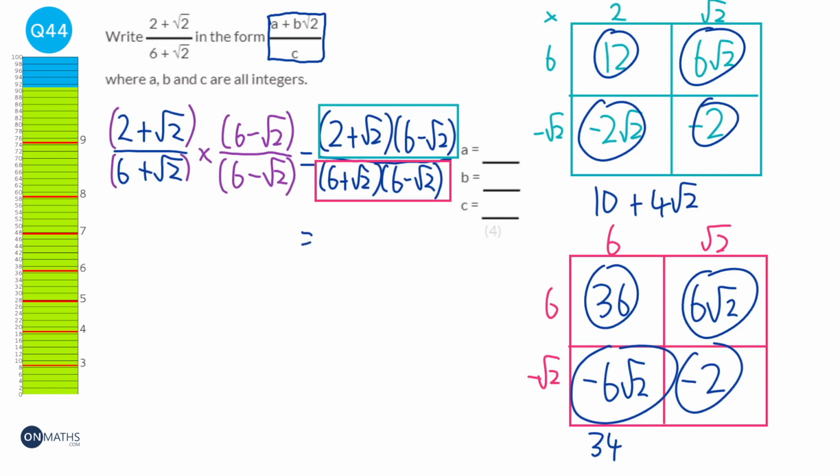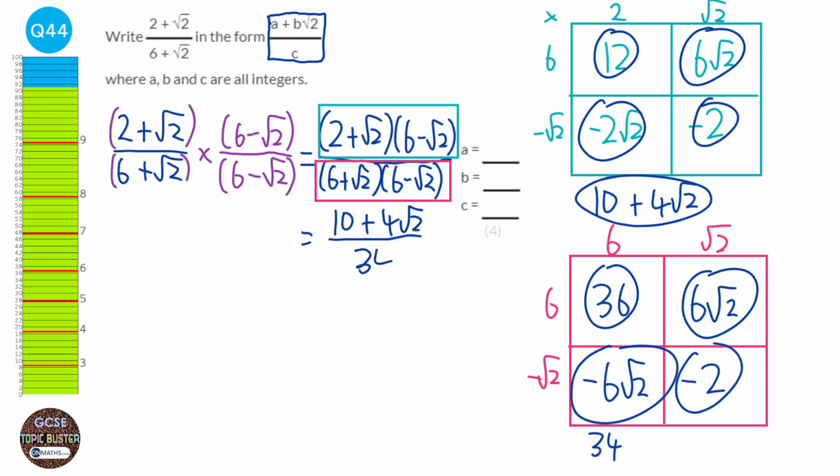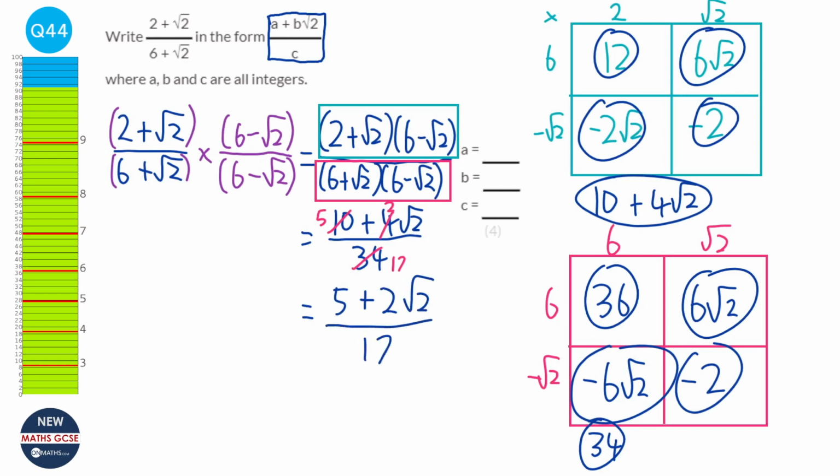Okay, so when we put those in, we end up with 10 plus 4 root 2 at the top, which is our answer here, over 34, which is our answer here. And let's just make that a bit nicer. There we are. And that's our answer down here. Now we're looking to see whether we can cancel at all, and if you look, we can actually divide everything by 2. So divide the bottom by 2 and we get 17. Divide the 10 by 2, we get 5, and we've got to divide all 3 terms by 2, so we get a 2 there. So we actually end up with 5 plus 2 root 2 over 17. So our missing numbers, looking back at the question, A would be the 5, B would be 2, and the C is 17.